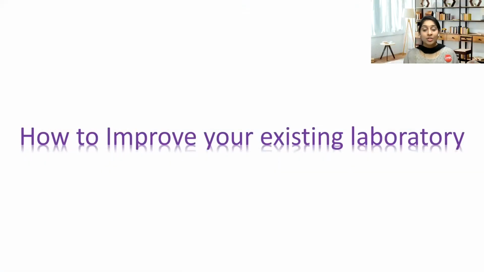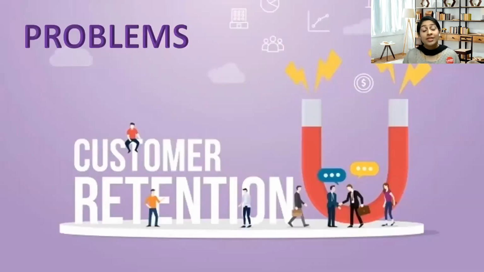Today we're going to discuss one important thing, that is how to improve your laboratory business. There are many problems, and for every problem there is a solution. Likewise, what are the problems usually laboratory owners face in their business? There are majorly three problems.